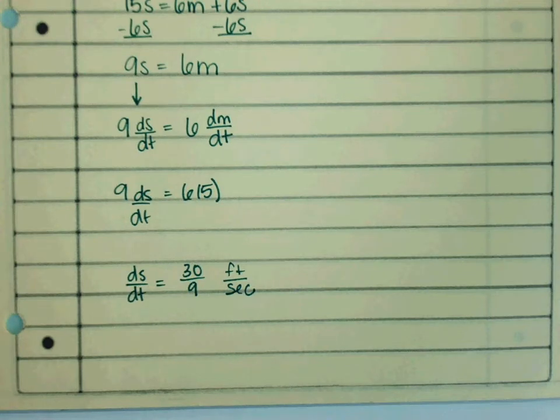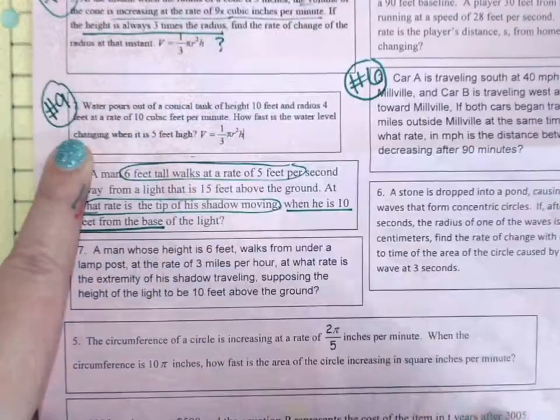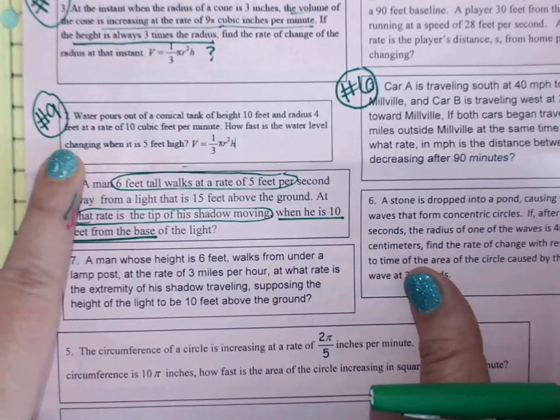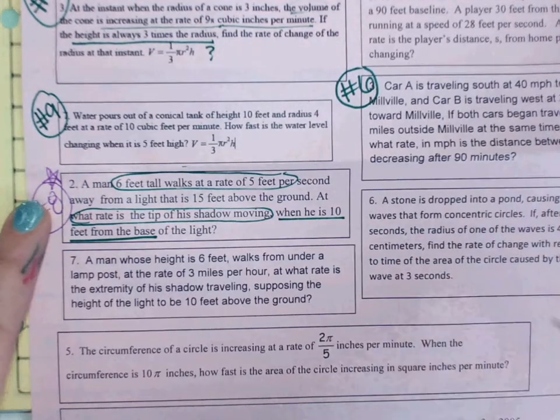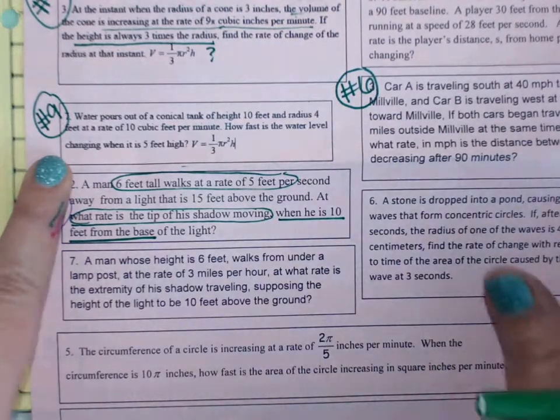Okay, next one that we're gonna do, I already did that one. No, we have to do one more. We're gonna do this one right here. Okay, water pours out of a conical tank. Good. Uh-huh.